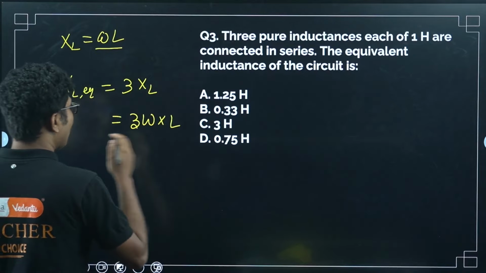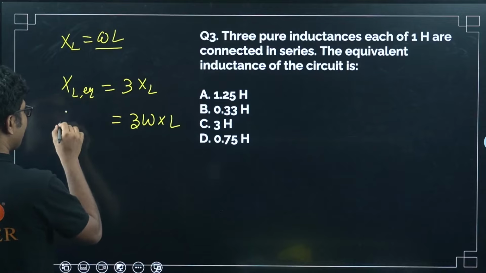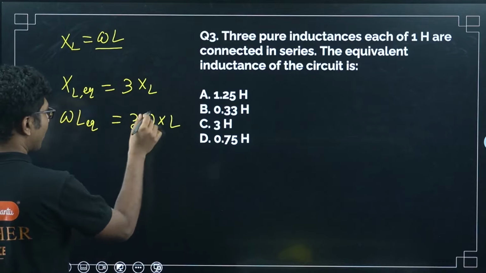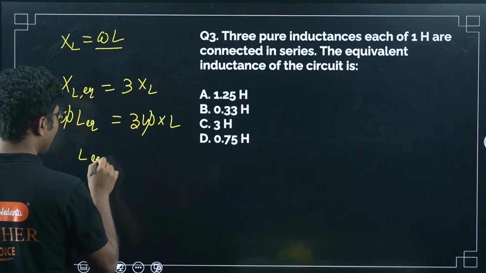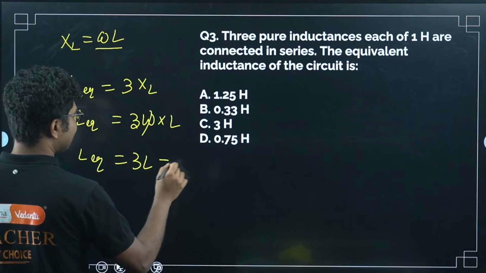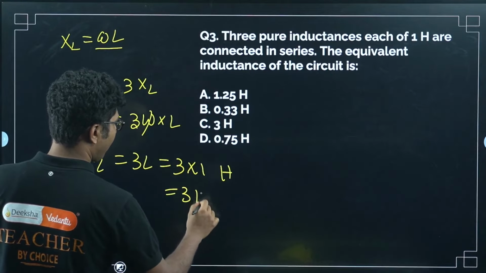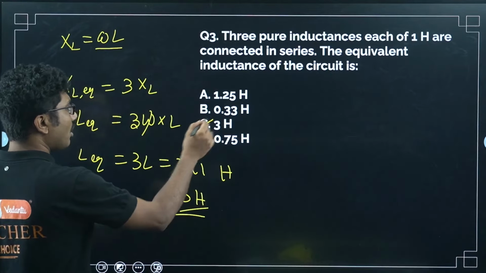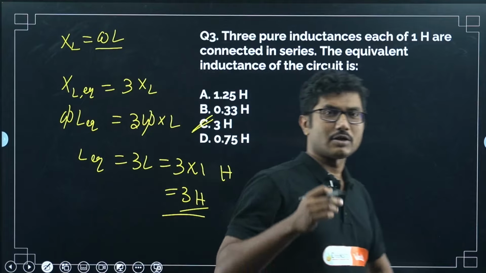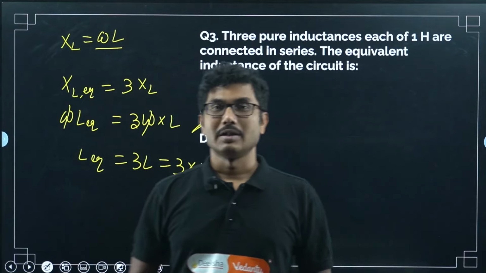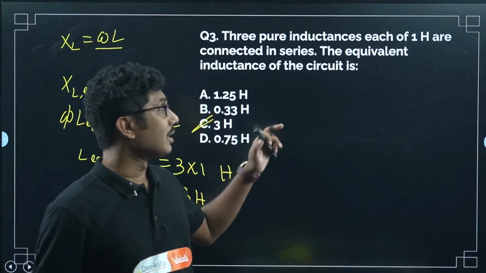So what is the equivalent inductance? Suppose the equivalent inductance is LEQ, so omega will cancel, so LEQ is 3L, that is 3 times 1 Henry, that is 3 Henry. Even if you don't know the law of addition of inductances, you can apply this AC concept and you can still find the equivalent inductance.